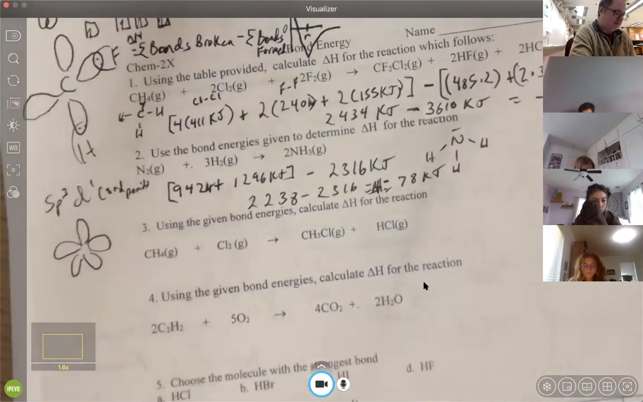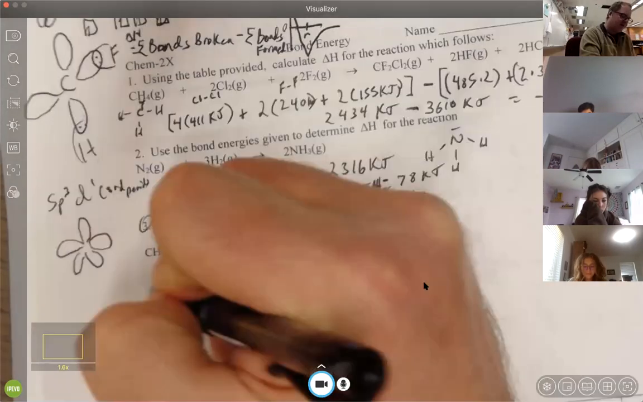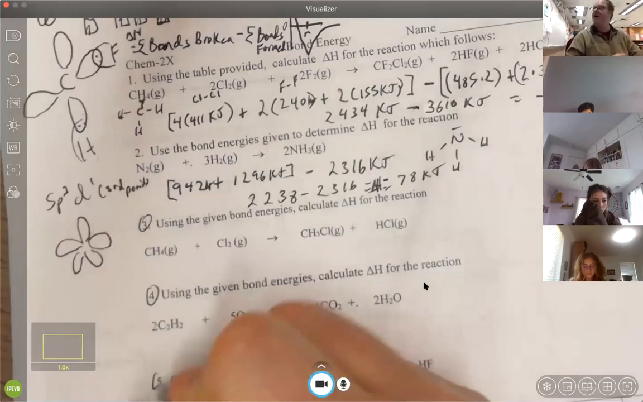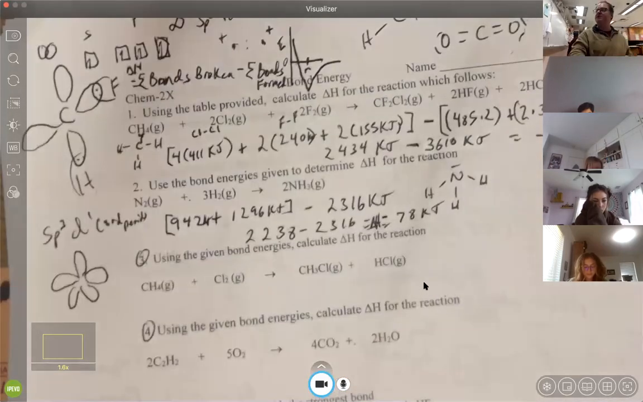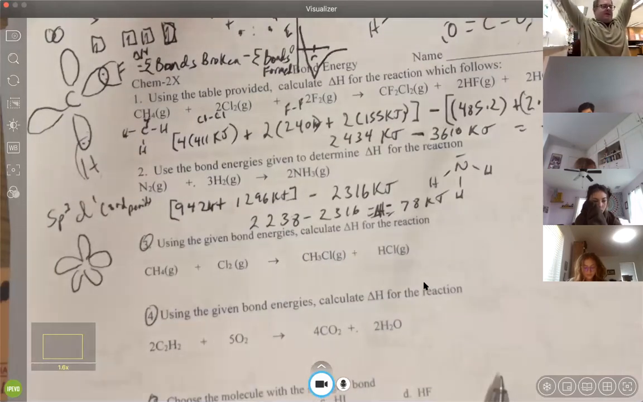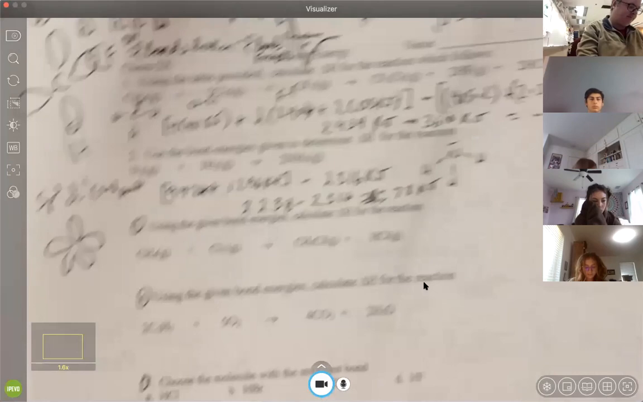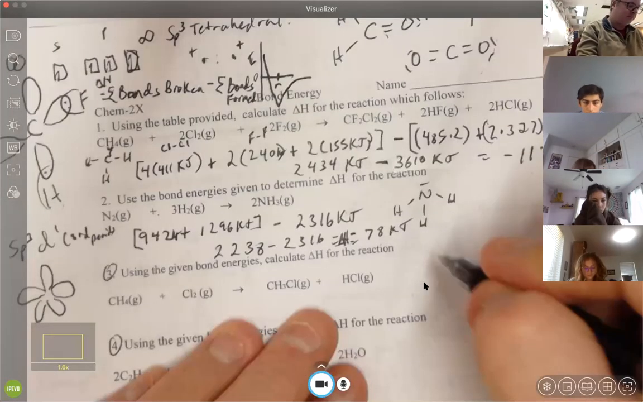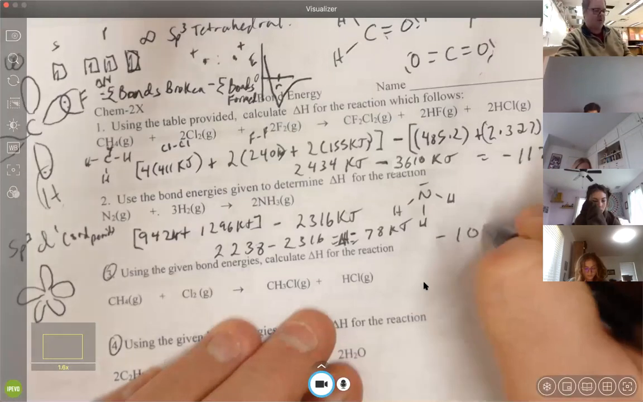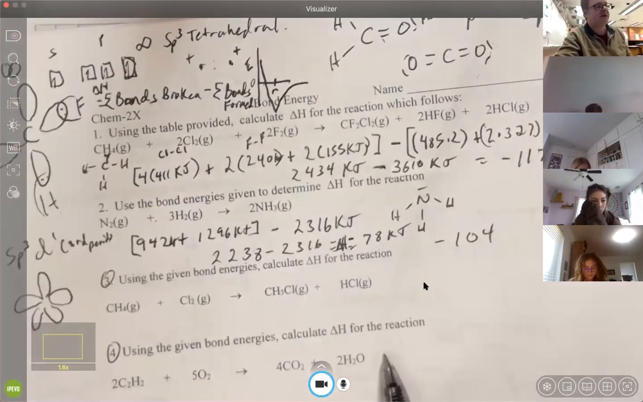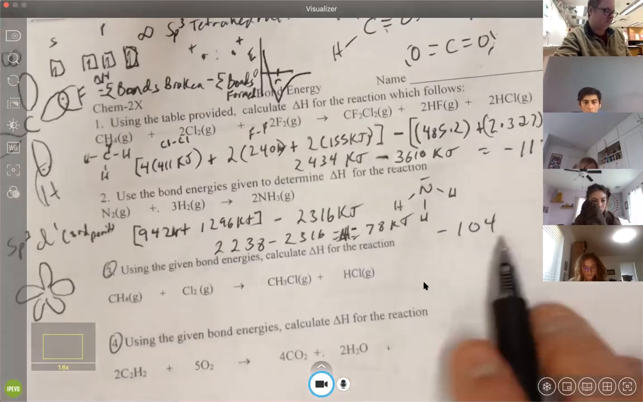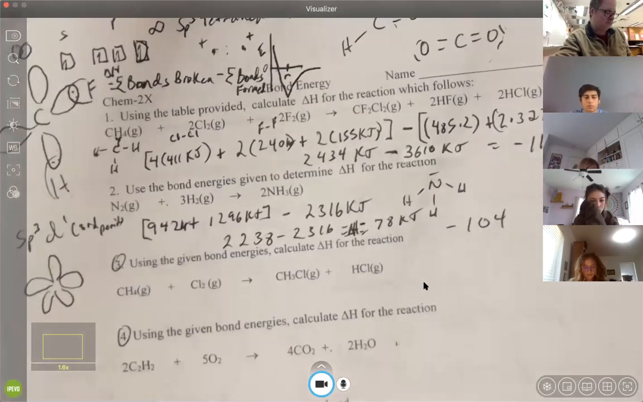Any other questions? Then I suggest you do 3 and 4 and 5. You have 20 minutes to do that. I will keep the Zoom open, but you're more than welcome to get out of here and get it done. If you want the answers to check if you're right, number 3 is negative 104. I don't have this one yet, but I'll get it for you tomorrow. And I'll get this one tomorrow.